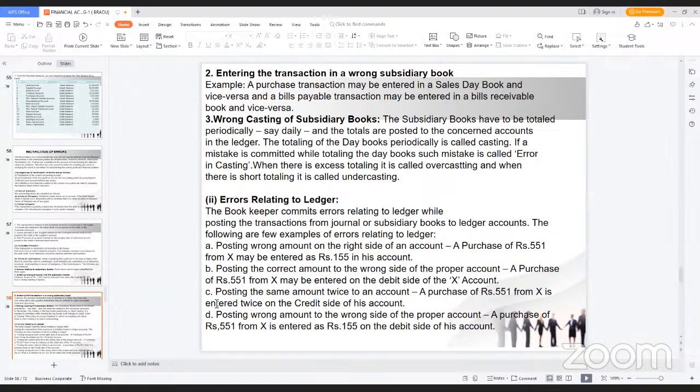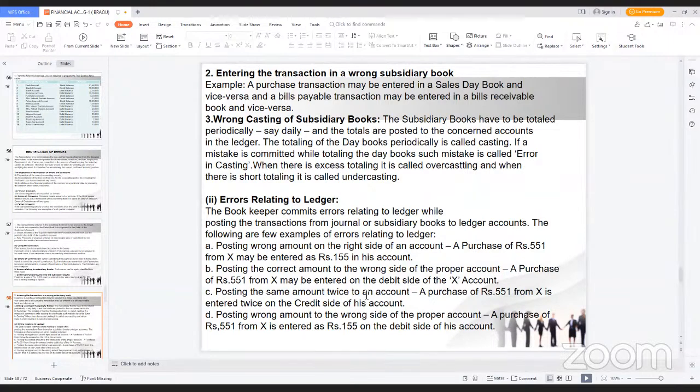Error related to ledger. The bookkeeper commits errors relating to the ledger, that is posting. See the first one, posting wrong amount on the right side of account. A purchases ₹551 from X, which may be entered as 155 in his account. Purchased with how much amount? 551. But in his books, what did he write? 155.